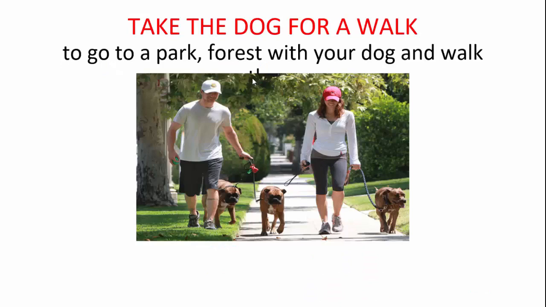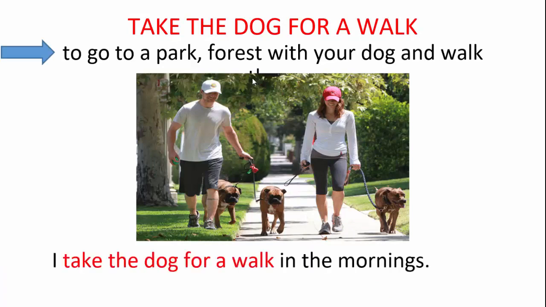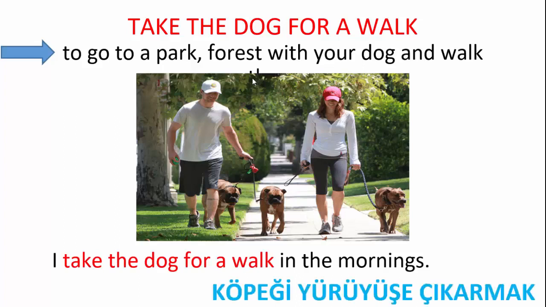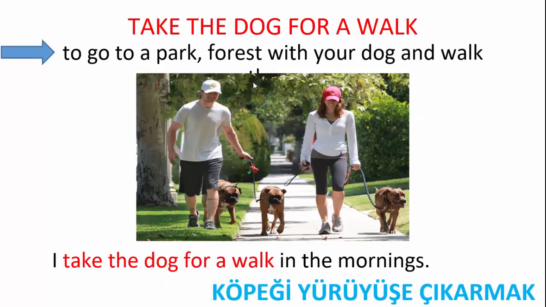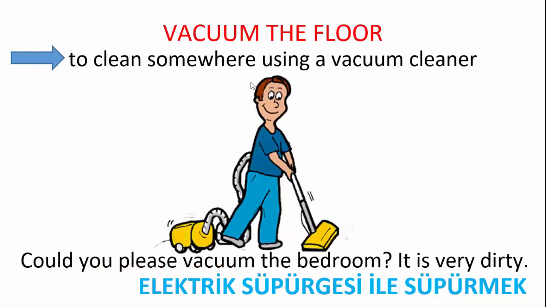The next one, take the dog for a walk. To go to a park or forest with your dog and walk. I take the dog for a walk in the mornings. Vacuum the floor. It means to clean somewhere using a vacuum cleaner. Could you please vacuum the bedroom? It is very dirty.